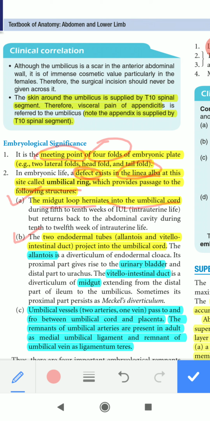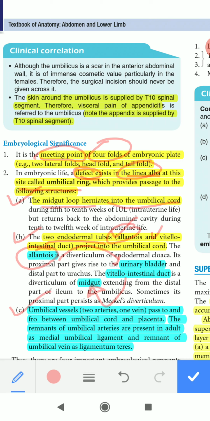Number 2, 2 endodermal tubes. One is the allantois, and number 2 is the vitellointestinal tract. They also project into the umbilical cord. And the allantois ultimately develops into the urinary bladder in later life, and the vitellointestinal tract ultimately develops into the midgut.